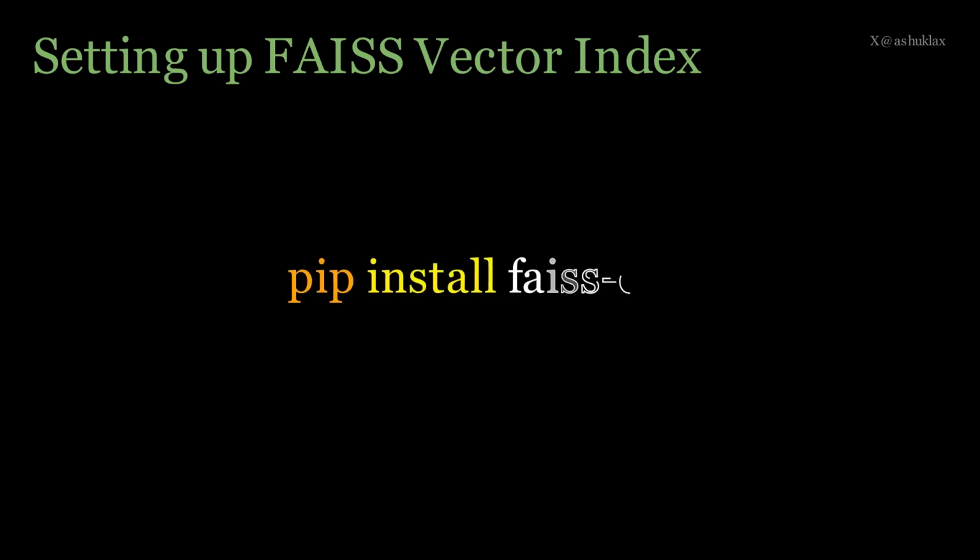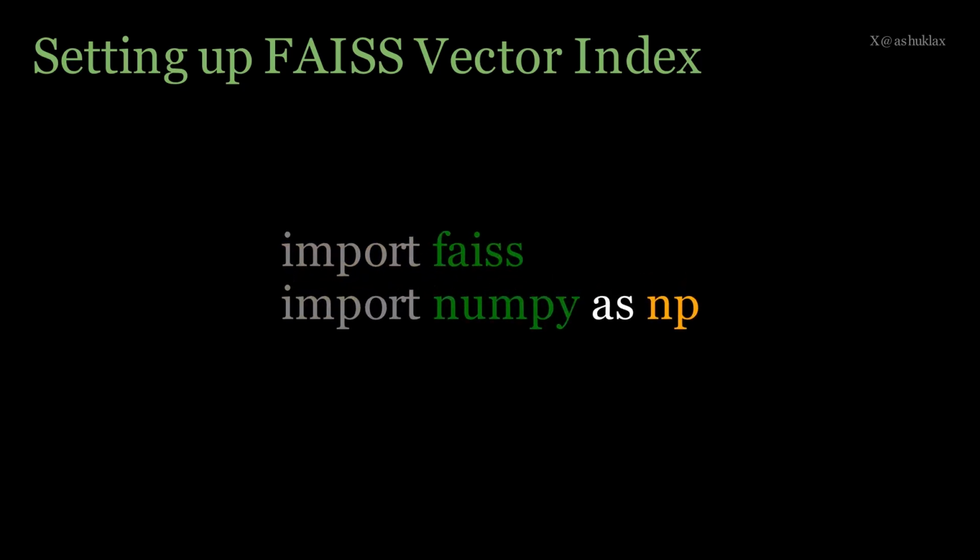First, make sure that you have FAISS installed on your machine. You can install it using a simple pip command. Just open a terminal window and issue the command pip install faiss-cpu. If you have a GPU machine and want to install the GPU version, just change your command to pip install faiss-gpu. Now that you have FAISS installed, let's import two Python packages: import faiss and import numpy as np.